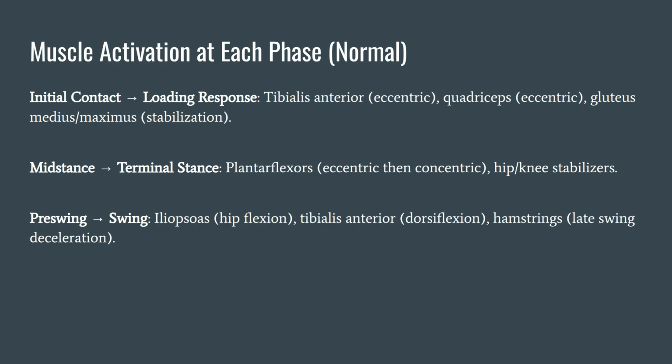During pre-swing to swing, iliopsoas initiates hip flexion. Tibialis anterior clears the foot. And the hamstrings eccentrically decelerate the limb in terminal swing. Clinically, you can have normal strength but abnormal timing, and gait will still be abnormal.